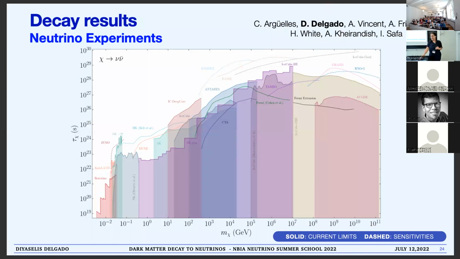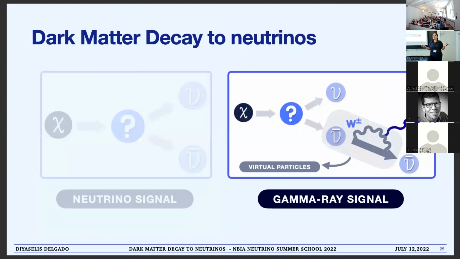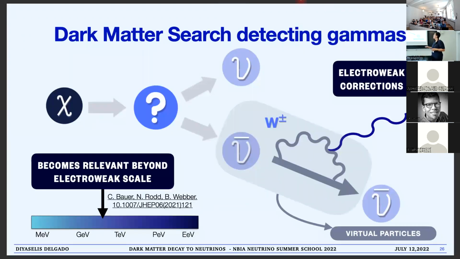All right. So I mentioned that you could also see the gamma ray signal. This means that due to electroweak corrections, which become relevant beyond the electroweak scale, we need a more complex calculation, which was done by Bauer, Rott, and Weber.